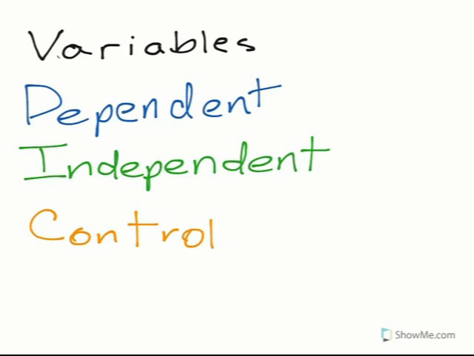The next, it's not a step, but it's very important in your scientific method. It's to define the variables you're going to investigate. We have the dependent, the independent, and the control, which I'll make clear with an example.